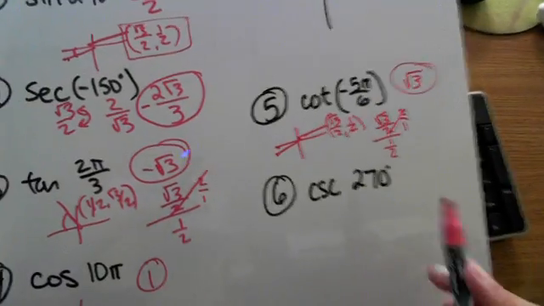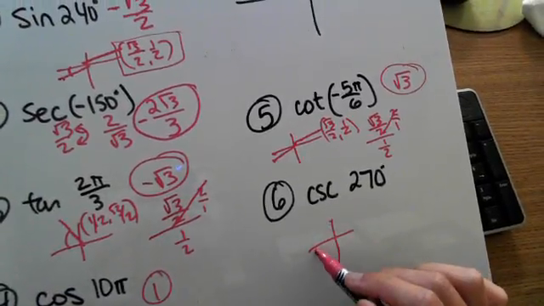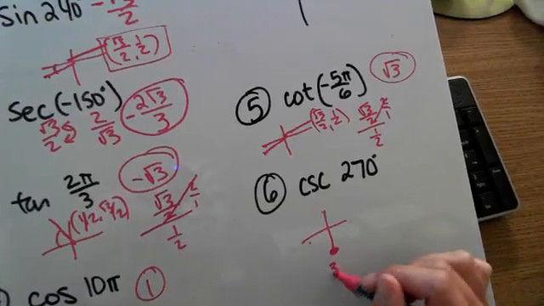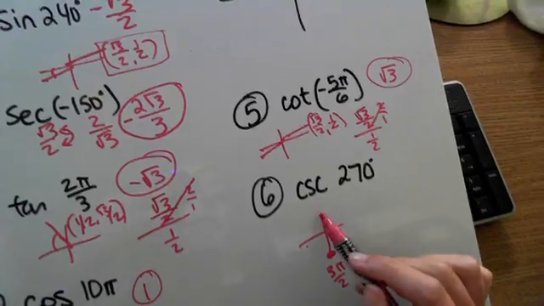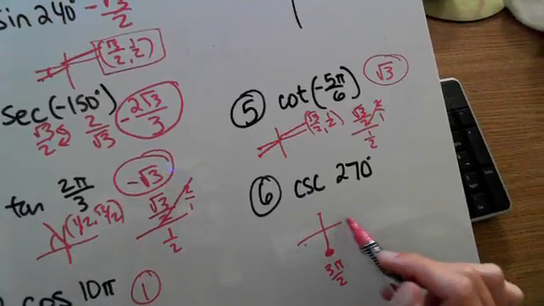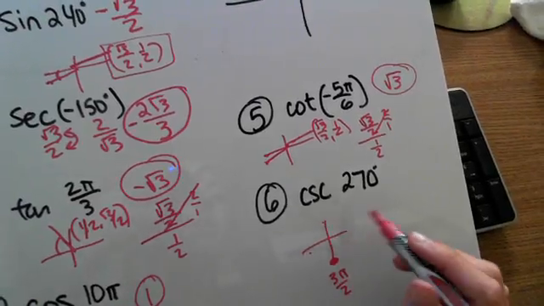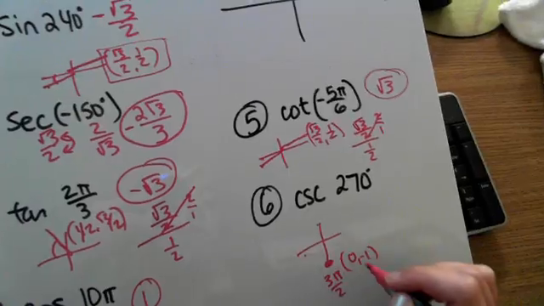And then the last one that we have is 270 degrees. Well, we have 90, 180. Here is 270 degrees. That's also 3 pi over 2. So anytime you have a pi over 2, a multiple of that, it's going to fall on the y-axis. Whole numbers fall on the x. Pi over 2's fall on the y. We want to find cosecant. So if we think about this as an ordered pair, it's 0, negative 1.